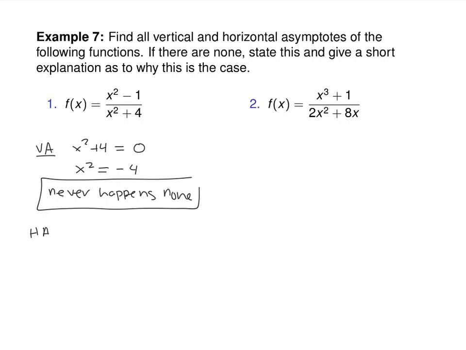So what were the rules for horizontal asymptotes? What do you look at? Largest x. Look at the largest x powers. So that'd be 1, and officially, if it's a horizontal line, is it y equals or x equals? Y equals.